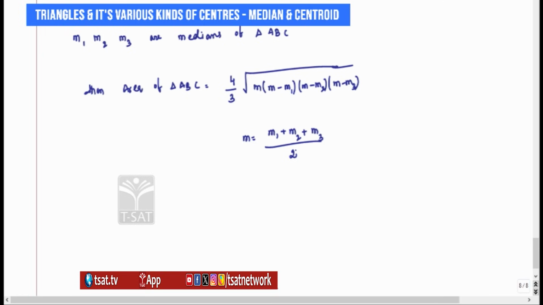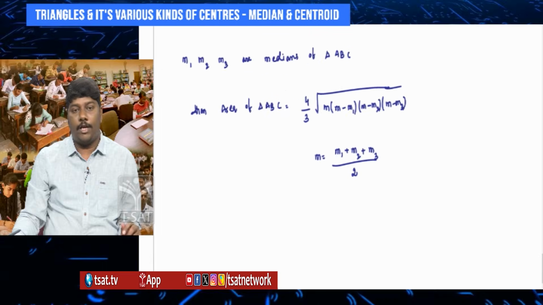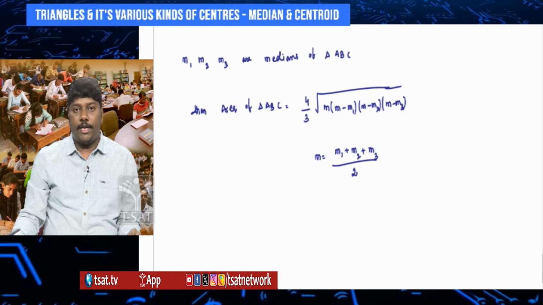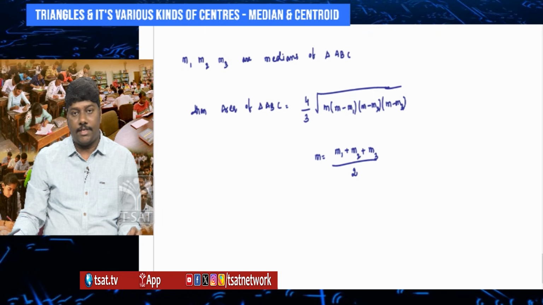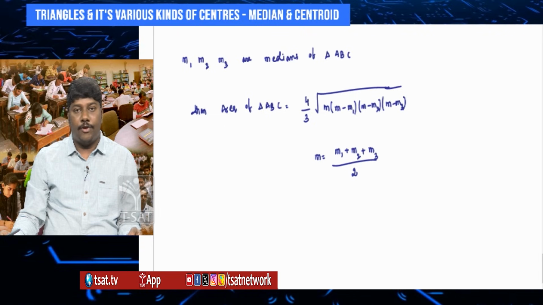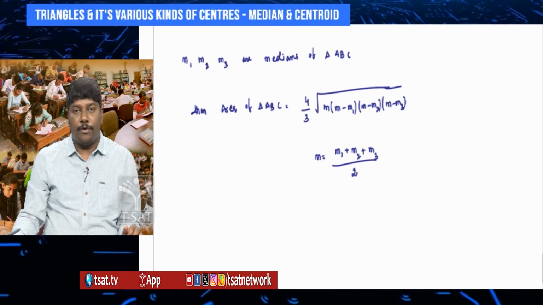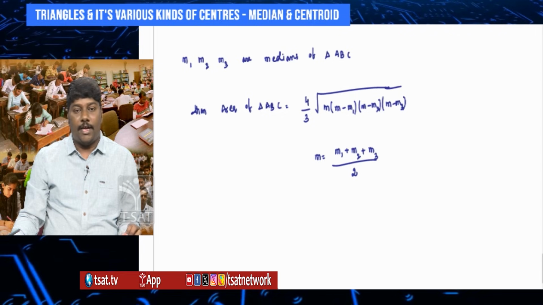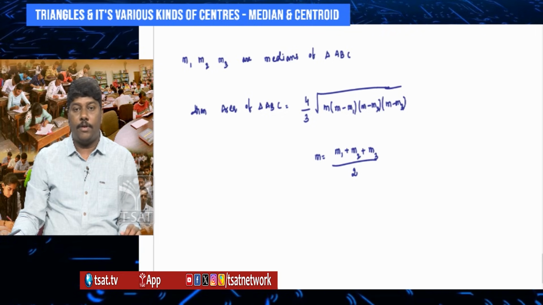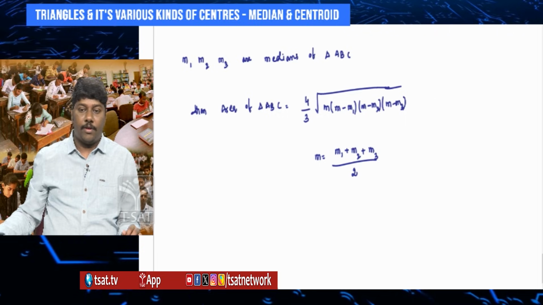We have derived this formula from Heron's formula. We know Heron's formula is used when the 3 sides of a triangle ABC are given. Heron's formula is under root of S into (S minus A) into (S minus B) into (S minus C), where S is the semi-perimeter, which is (A plus B plus C) by 2. Since the ratio of medians to its sides is 3:4, we are deriving the area as 4 by 3 under root of M into (M minus M1) into (M minus M2) into (M minus M3).